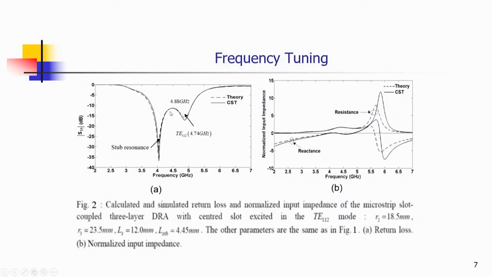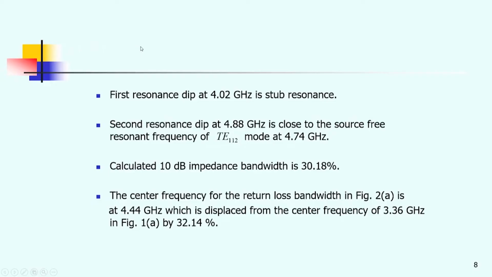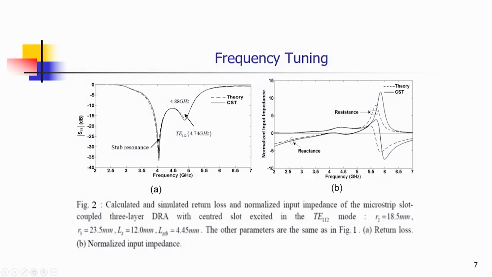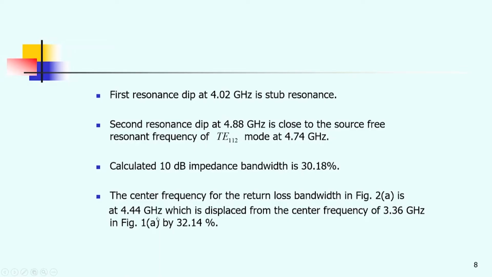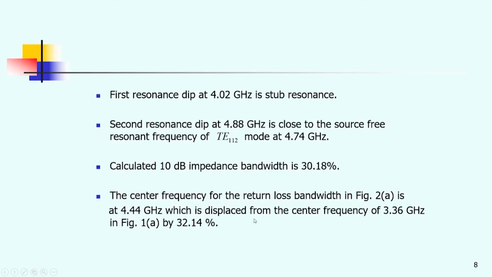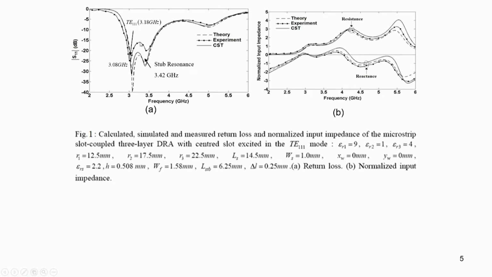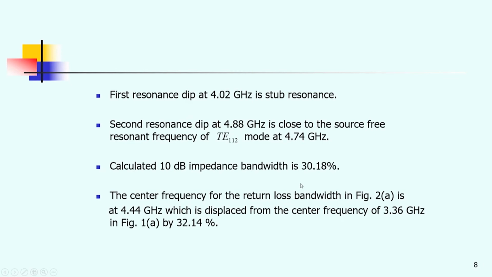Now, if we look at the center frequency of this, which is typically here, and compare with the center frequency of the previous example, we see that the center frequency for the return loss bandwidth in figure 2a is at 4.44 gigahertz, close to 4.5, which is displaced from the center frequency of 3.36 gigahertz in figure 1a. So, in figure 1a the center resonance frequency is 3.36 gigahertz and the displacement is by 32.14%. So, we shifted the resonance frequency without any effect on the radiation characteristics or the bandwidth. It is still the same broadband structure and we get the same radiation characteristics as we obtained before for figure 1.